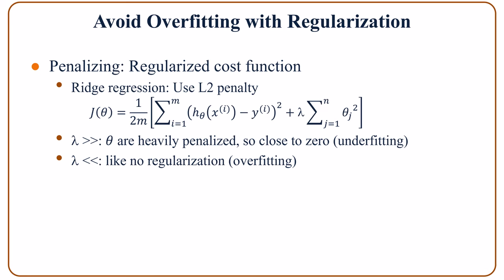If lambda is very large, then the weights thetas are heavily penalized so that their values are very close to zero. And here we have a case of underfitting. When lambda is very small, this is very much like no regularization, no control on how the weights are varying. So this is a case of overfitting. By trying multiple values of lambda on a grid, we are able to find a value for lambda that gives the best model.